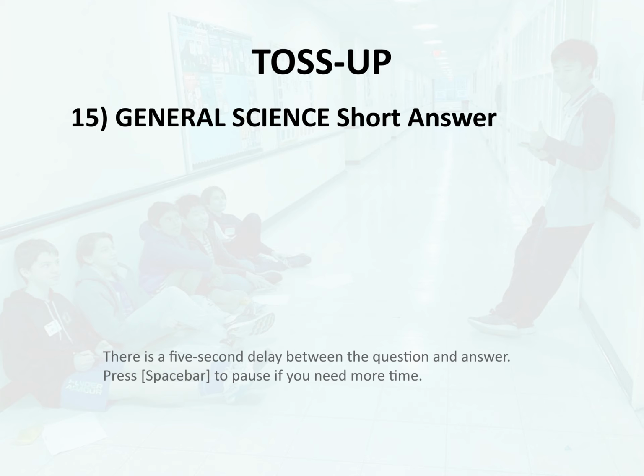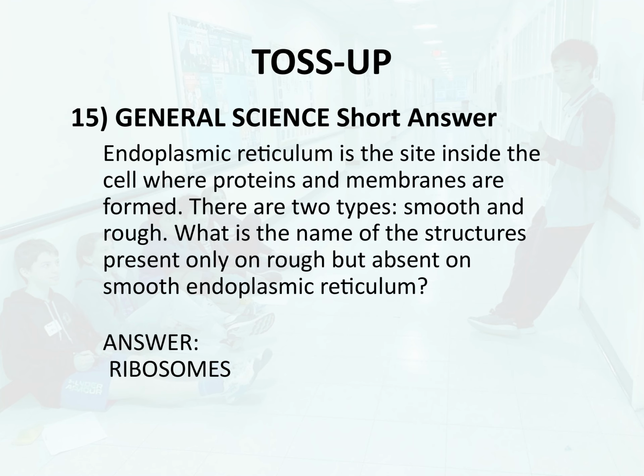Toss-up 15. General science. Short answer. Endoplasmic reticulum is the site inside the cell where proteins and membranes are formed. There are two types, smooth and rough. What is the name of the structures present only on rough but absent on smooth endoplasmic reticulum? Answer: Ribosome.